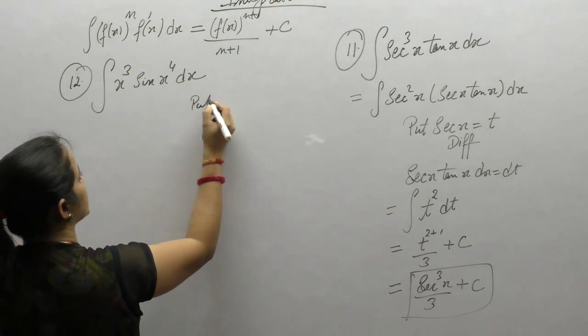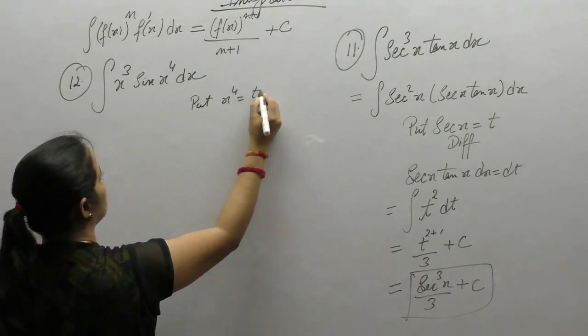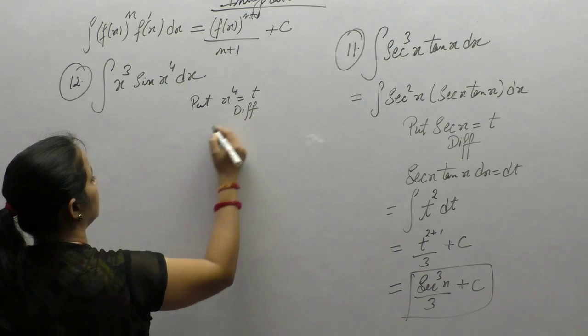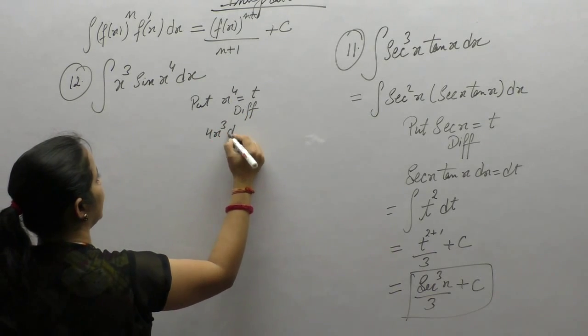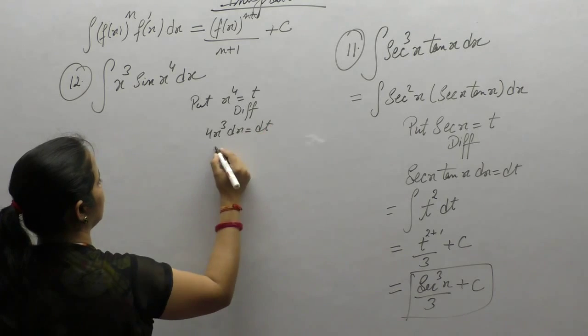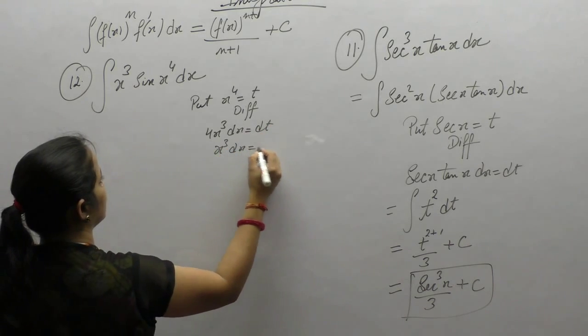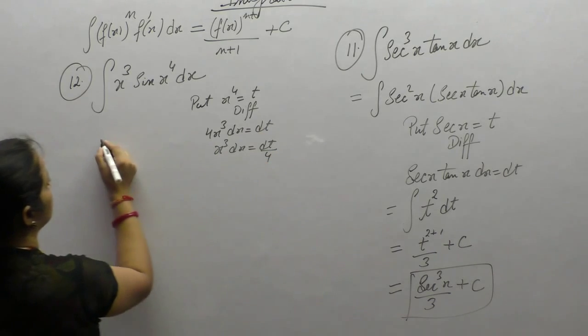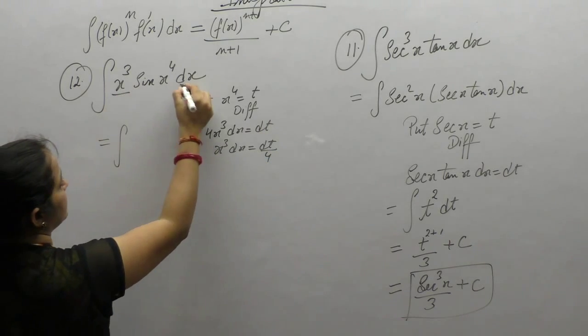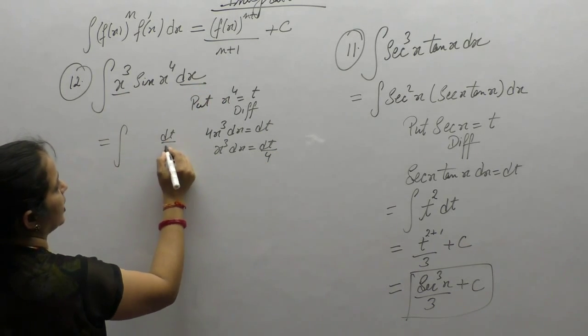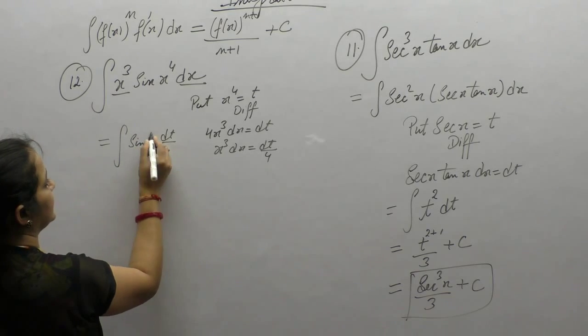So we put x⁴ as t. Now differentiate it. 4x³ dx is equal to dt. x³ dx is dt upon 4. The integral becomes dt upon 4 sin t.